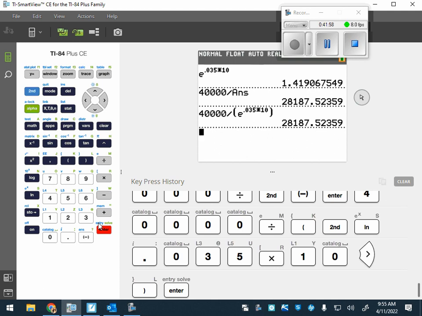What I want you guys to try is number 3 and number 5. Number 5 is comparing two banks at two different offers. So number 3 and number 5.